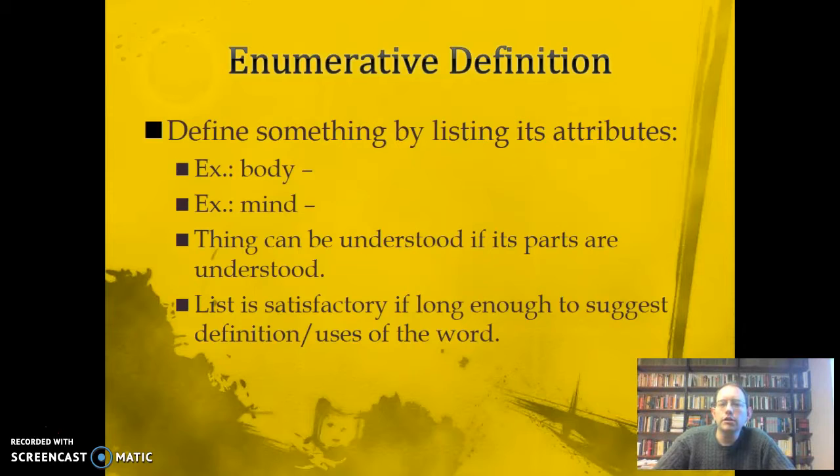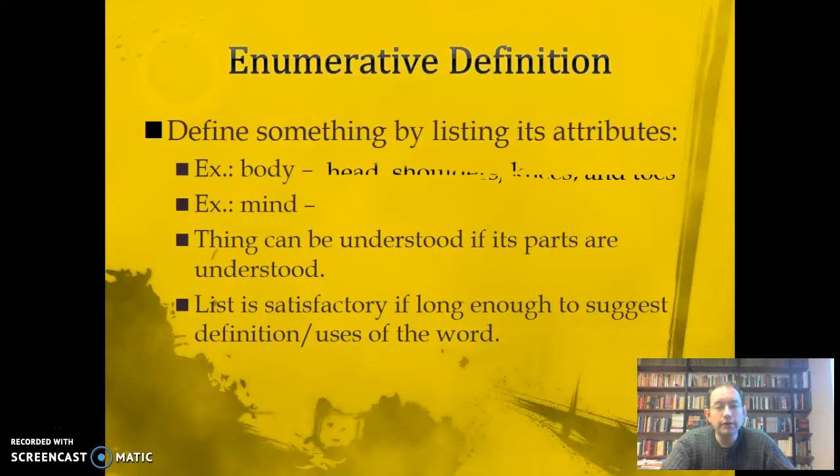The second kind of definition here is the enumerative definition, which is basically what you're going to be doing with your partition. You're just enumerating the things that make up the whole. As your partition is enumerating, here are my confirmation arguments, here are my refutation counter arguments that I'm going to refute. That is basically what you're going to be doing with your partition in your thesis itself. But there are other ways and other times when you might use an enumerative definition. Basically, it is just defining something by listing its attributes, right?